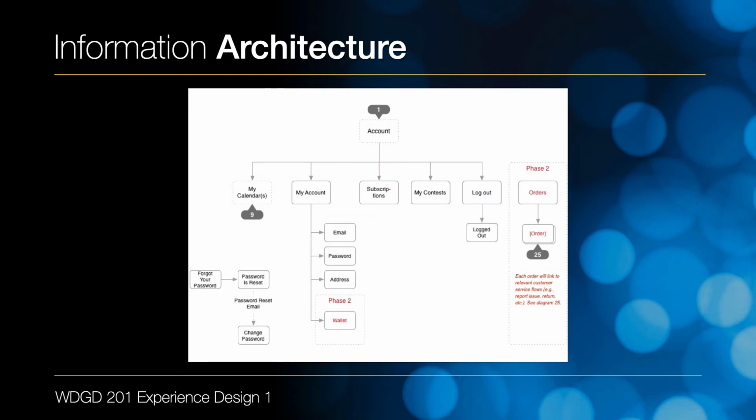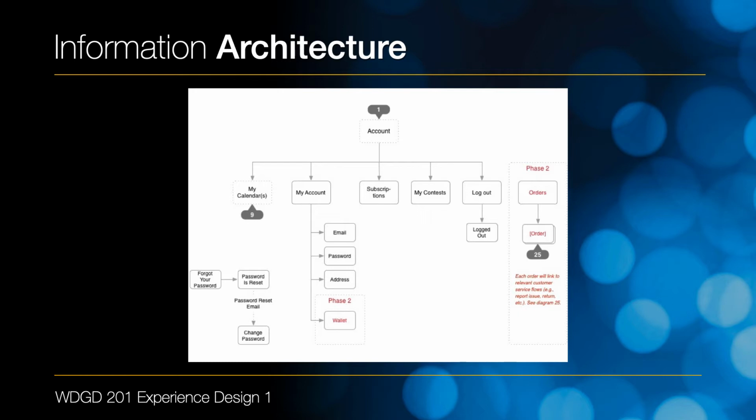So what does an information architecture look like? Well, an information architecture is a symbolic representation of the site. It isn't a design of the actual pages itself. Usually each page is represented by a box with a label in it. You can see here, this is a relatively simple information architecture. This one is for an account section of a website.